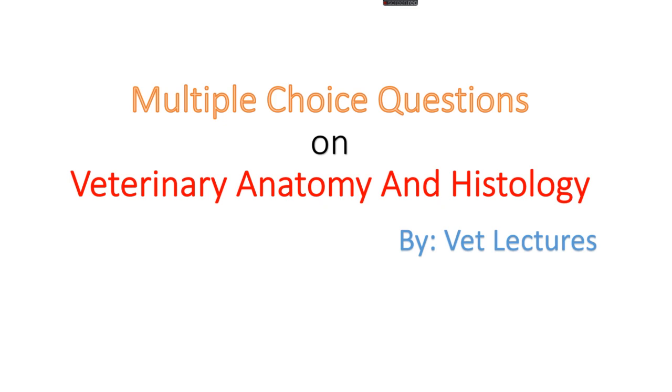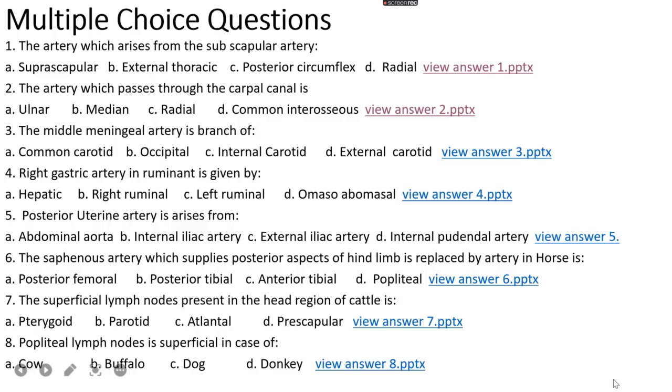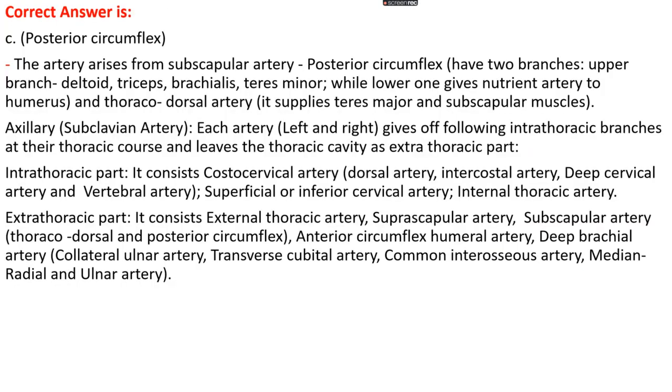Today we will discuss multiple choice questions on veterinary anatomy and histology. Question number one. The artery which arises from the subscapular artery is: option A, suprascapular artery; option B, external thoracic artery; option C, posterior circumflex artery; or option D, radial artery. The right answer is option C, that is the posterior circumflex artery.